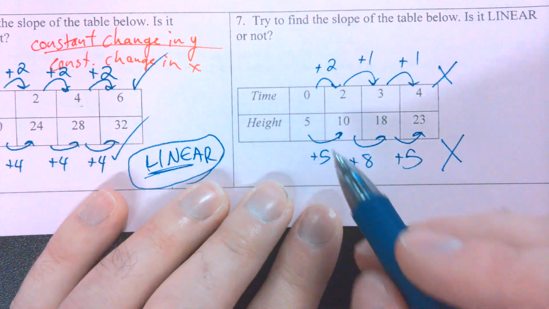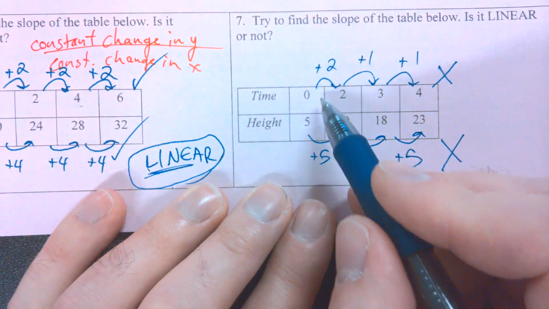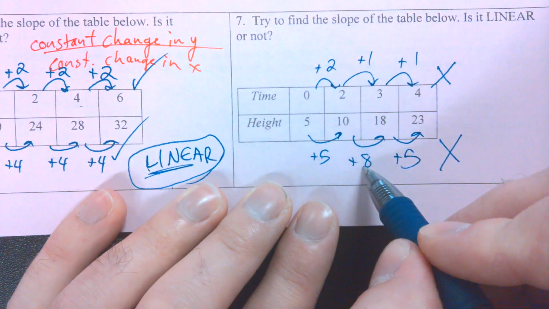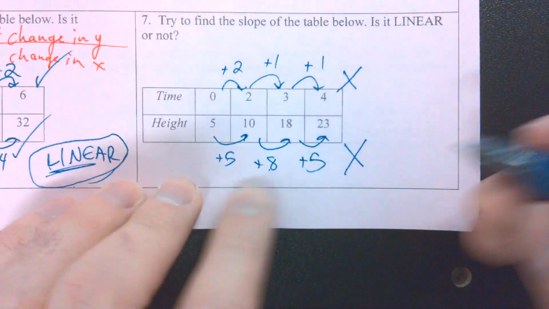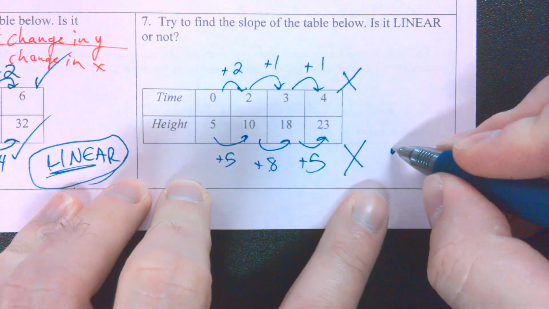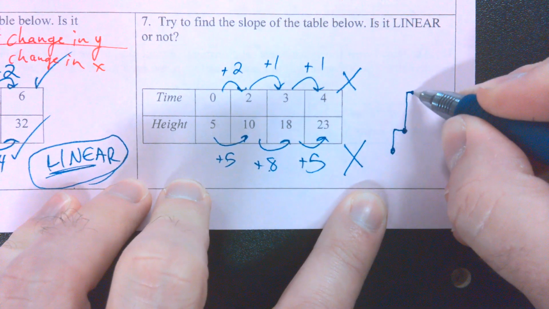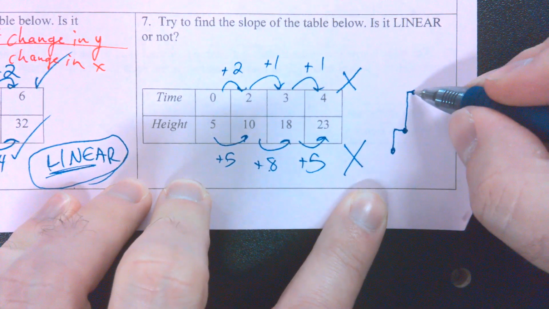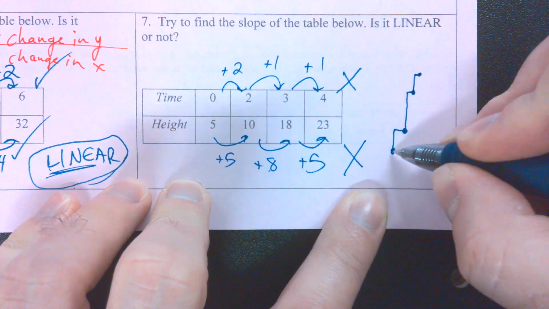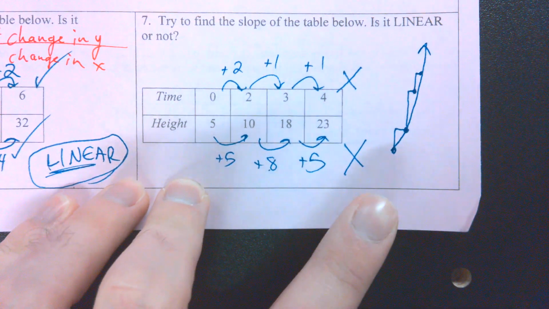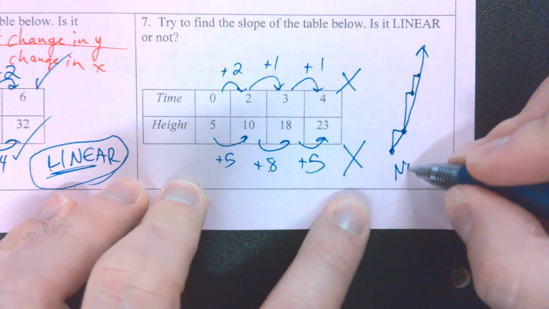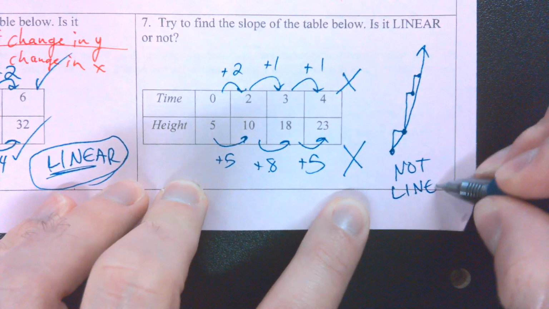If we plotted these points, we'd be going up 5 over 2, then up 8 over 1. So let's say we're starting here. We go up 5 over 2, up 8 over 1, and then up 5 over 1. That's going to make a curved line that is definitely not linear.